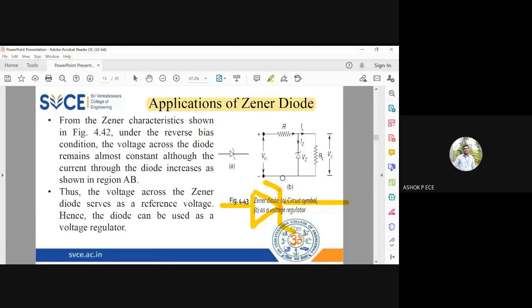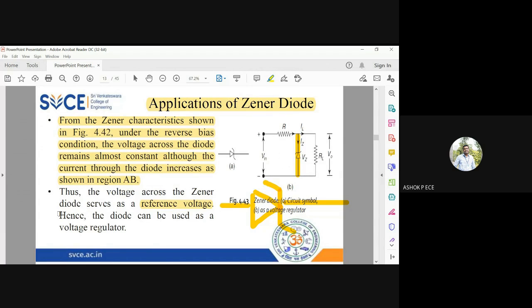Only in reverse bias, this diode is going to have an excellent breakdown voltage, right? So I'm going to use the Zener diode only in reverse bias condition. And I told you, once breakdown has happened, the Zener diode will act like a constant voltage source. So a constant voltage will be appearing across my Zener diode, VZ.